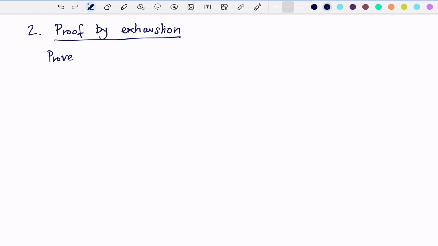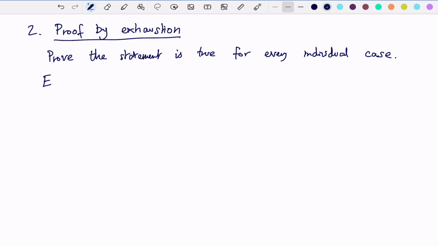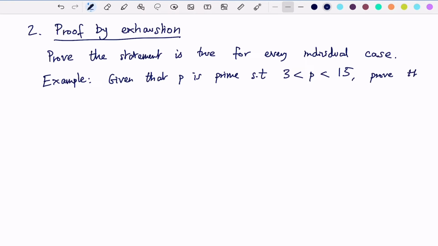Essentially, what we're looking to do with proof by exhaustion is prove that the statement is true for every single individual case. This is best demonstrated by working through an example. So if we consider the problem: given that p is a prime number, such that 3 is less than p, which is less than 15, prove that p minus 1 times p plus 1 is a multiple of 12 for all integer values of p.